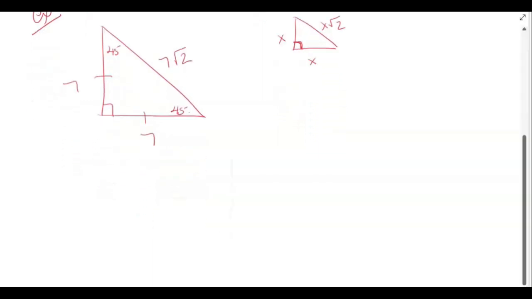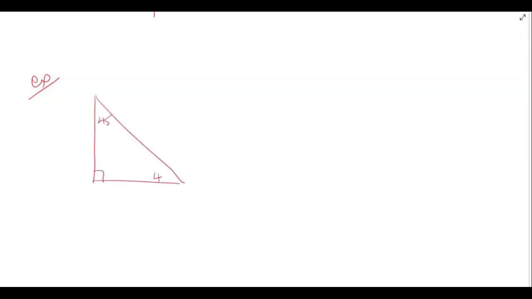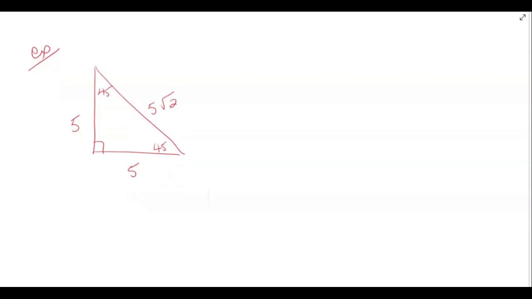All right? So when you're given a leg, actually, this is super easy, right? Again, we have to be in the 45. Let's say this is 5. Then this has to be 5. And this is 5 times the square root of 2. All right, not bad, not bad.